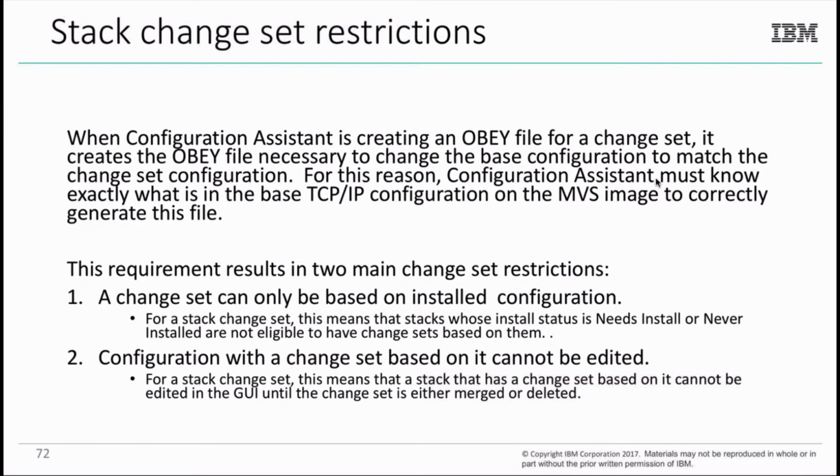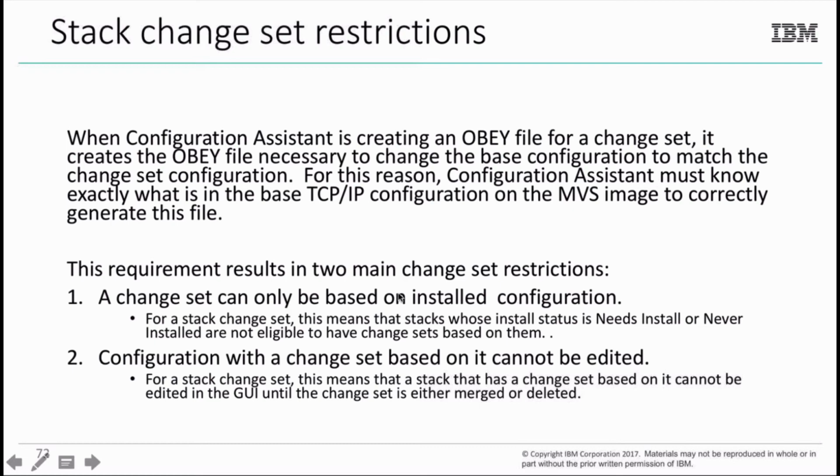So there are some restrictions on change sets. And you'll see this slide 3 times, one for each type, because I need to emphasize it. When Configuration Assistant is creating an obey file for a change set, it creates the obey file necessary to change the base configuration to match the change set configuration. For this reason, Configuration Assistant must know exactly what's in the base TCP/IP configuration on the MVS image to correctly generate this file. So that results in 2 restrictions.